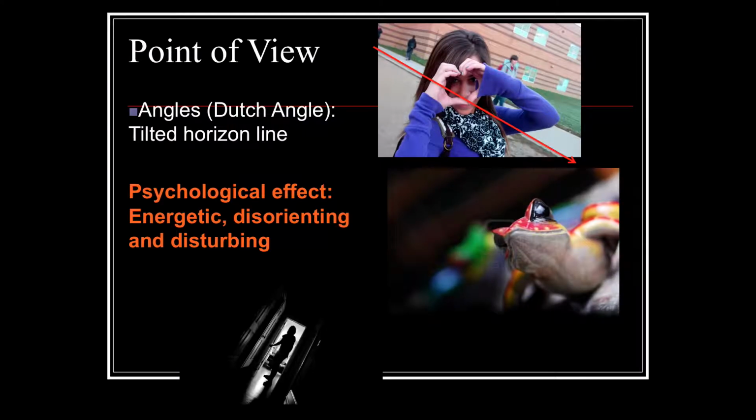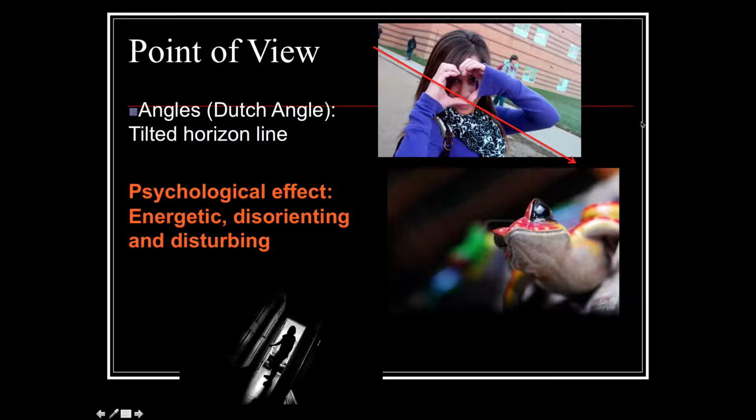The very last point of view in this section is angles. Sometimes it's referred to as Dutch angle. If you were a movie director, they would call it a Dutch angle. It is when the horizon line is tilted. And you can see there this picture here of this girl making a heart with her hands. And if you look at the horizon line and out, the kids behind her, that's Plymouth in the background, they almost look like they're sliding down a hill.